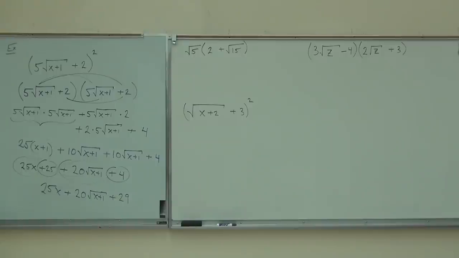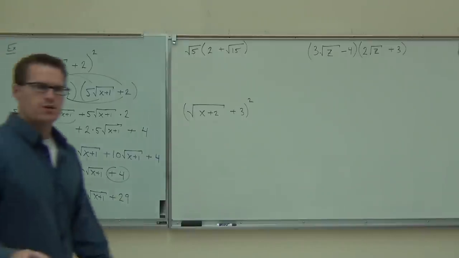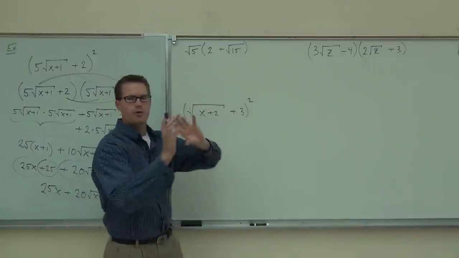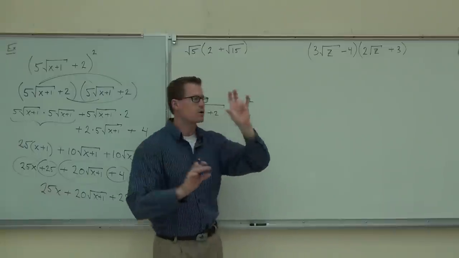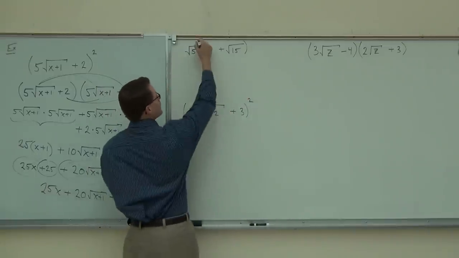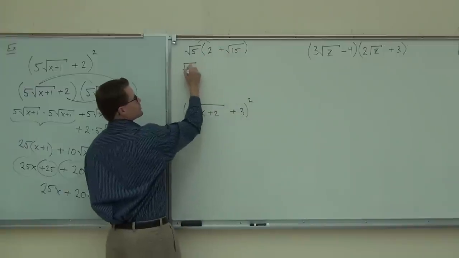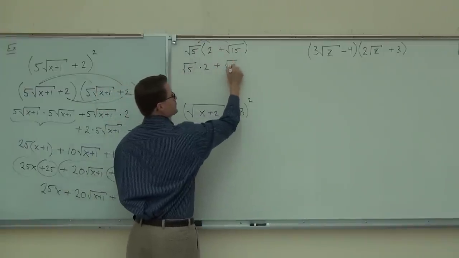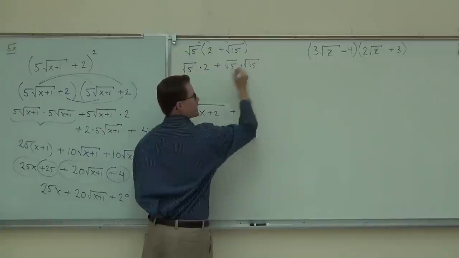I'm going to pause you here. We're going to do the first one to make sure you're on the right track, just to see if we're getting this okay, all right? So first thing, of course, we don't have a FOIL situation. We have one term outside of our parentheses. What this means and what I need to see from you, instead of doing this in your head, I need to see that you know you're distributing square root of 5 times 2, and then plus square root of 5 times square root of 15. Did you write it out like that?